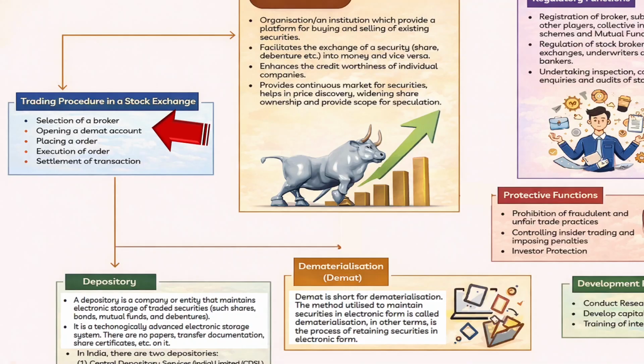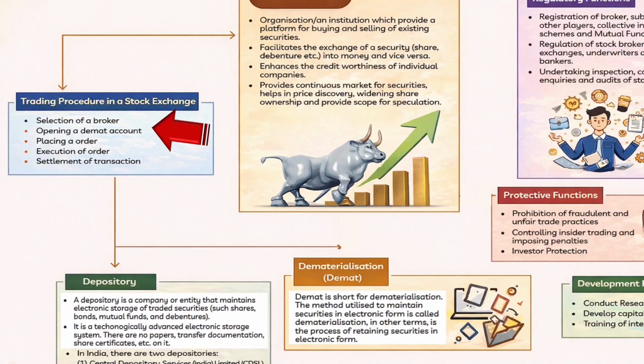Now broker opens an account in the name of the investor. Then the investor has to open a demat account. Now, what is dematerialization? What is demat? We'll cover in a while. Now, the investor has to open a demat account or a beneficial ownership account for buying and selling the shares in the electronic form. The investor then places orders with the broker to buy and sell the shares.